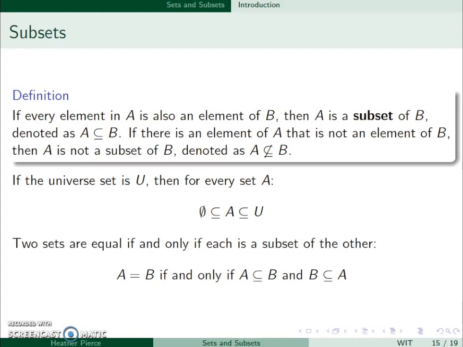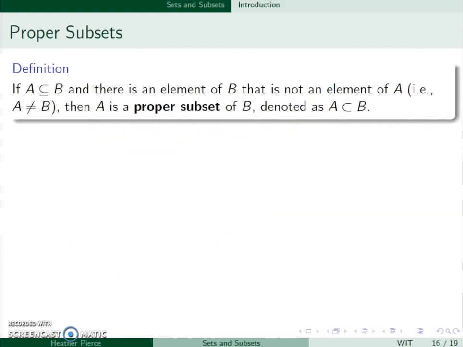And we say two sets are equal if and only if each is a subset of the other. So A is equal to B if and only if A is a subset of B and B is a subset of A. Now, a proper subset: if A is a subset of B and there's an element of B that is not an element of A, so basically we know these two sets are not equal, we say A is a proper subset of B.